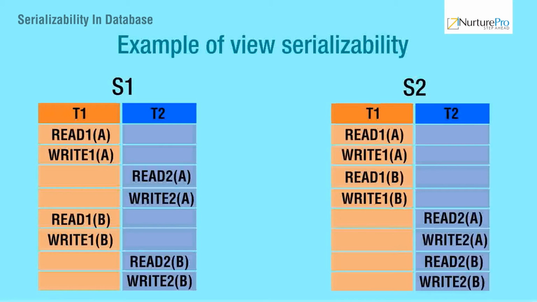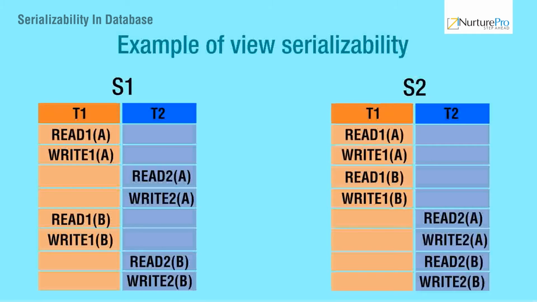This is similar to what we studied in conflict serializable schedule. So we can say that every conflict serializable schedule is also view serializable schedule, but not vice versa. This means that a view serializable schedule cannot be same as conflict serializable schedule. To understand view serializability, let us take the similar schedules of S1 and S2 which we took for conflict serializability.